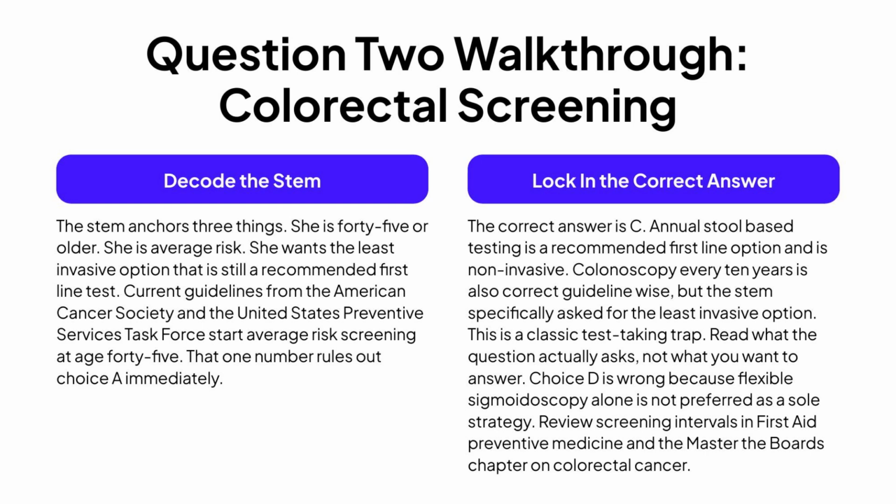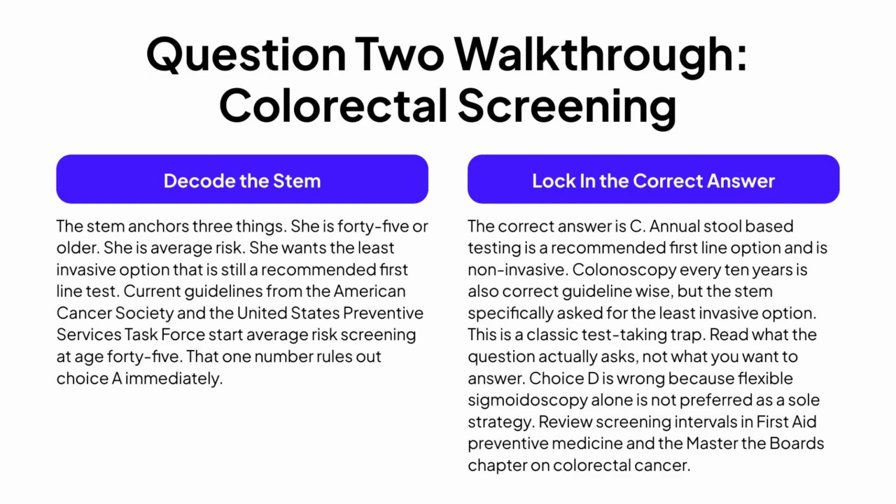Let us decode it. She is 46, she is average risk. Current guidelines start average risk colorectal screening at age 45, so choice A is out. Both colonoscopy and annual stool-based testing are recommended first-line options, but the stem specifically asked for the least invasive option. Colonoscopy requires bowel prep and sedation. A stool-based test like a fecal immunochemical test requires neither, so the correct answer is C.